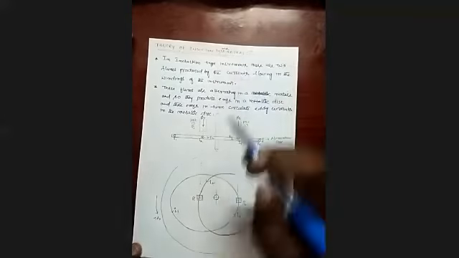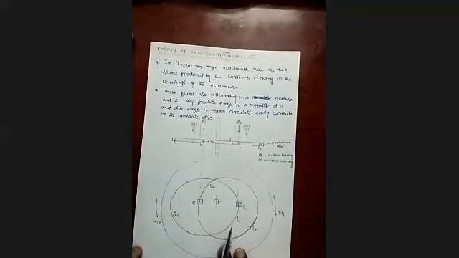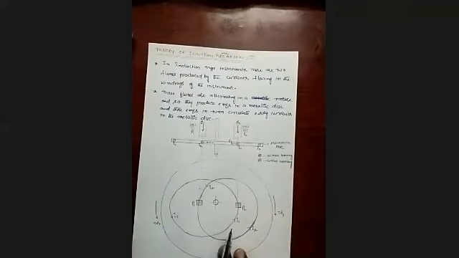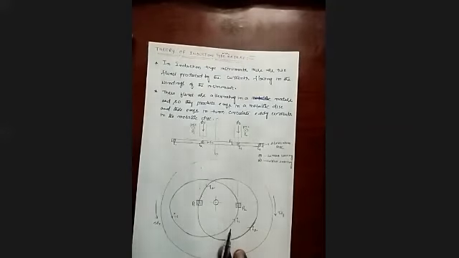In induction type of instruments, the first point says that there are two fluxes produced by the currents flowing in the windings of an instrument. So in induction type of instruments, we must require two fluxes. These fluxes are alternating in nature, and so they produce EMFs in a metallic disc.